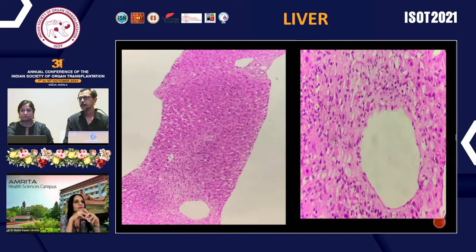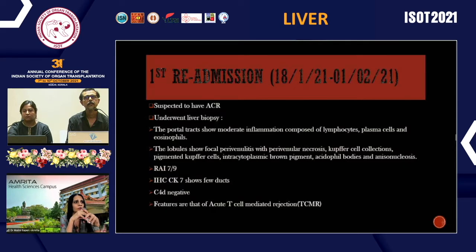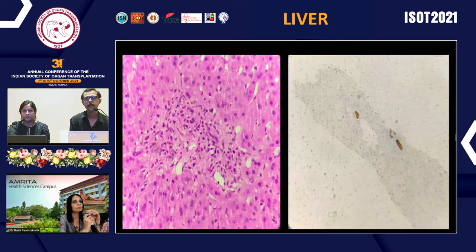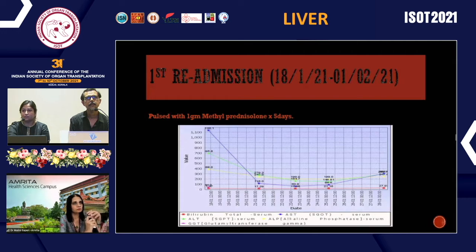Yeah, fine. So it was basically something that was looking like an acute TCMR with both endothelitis and ductulitis with a mixed inflammation. And I think it was an RAI of 6 to 7, if I remember right, or 7, 7 or 9. Okay, so an RAI of 7 out of 9, we thought of moderate rejection, and at this point we pulsed this patient. We gave 1 gram of methylprednisolone over 5 days.